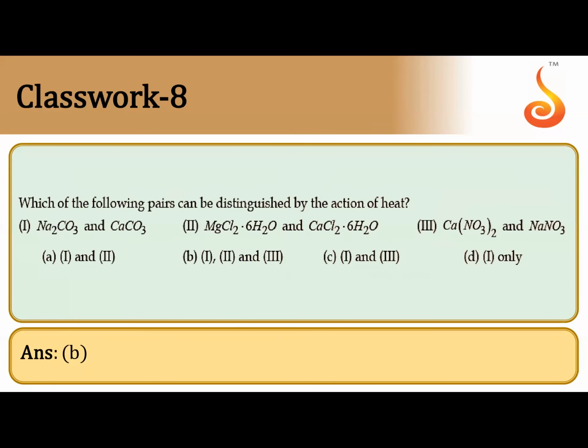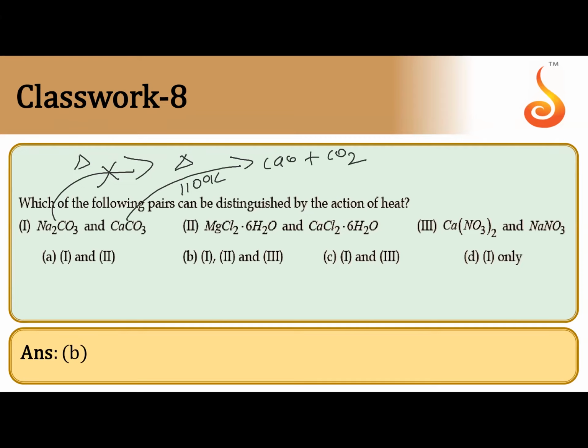Which of the following pairs can be distinguished by the action of heat? Question number 8. When I discuss the action of heat, it's very important that we write the reactions. See, very simple. Sodium carbonate, if you heat, nothing will happen. All of you know, calcium carbonate, if you heat beyond 1100 Kelvin, you will get calcium oxide and CO2.